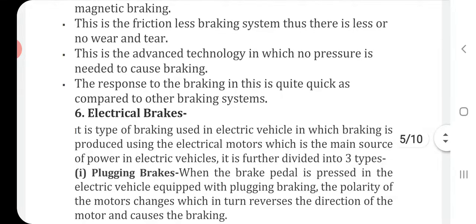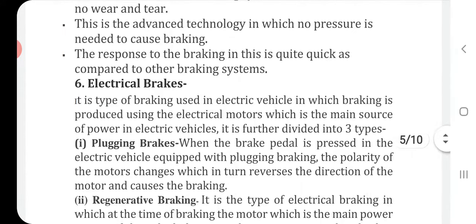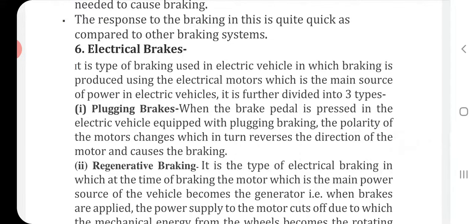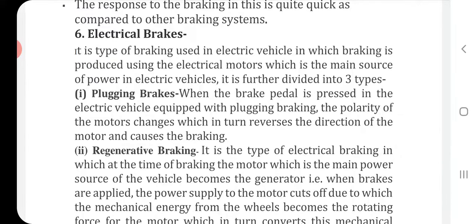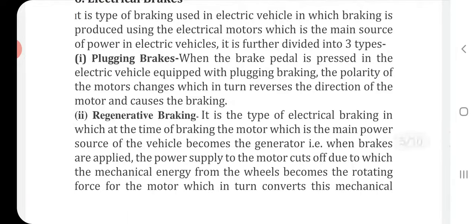Then you have electrical brakes. It is the type of braking used in electric vehicles in which braking is produced using the electric motors, which are the main source of power in electric vehicles. It is further divided into types, including plugging brakes and regenerative braking. Plugging brakes: when the brake pedal is pressed in an electric vehicle equipped with plugging brakes, the polarity of the motor changes, which in turn reverses the direction of the motor and causes the braking. So this is the plugging brake.